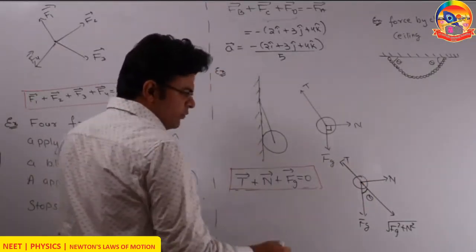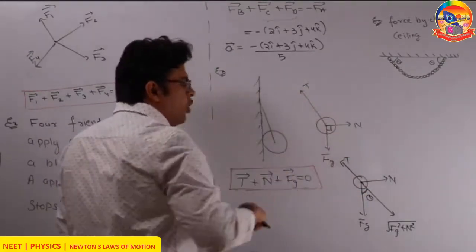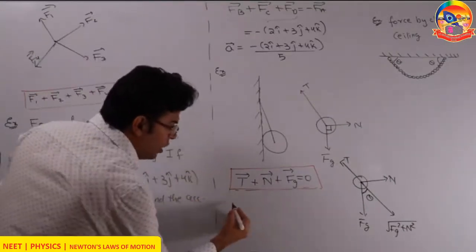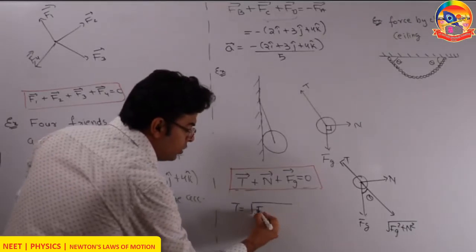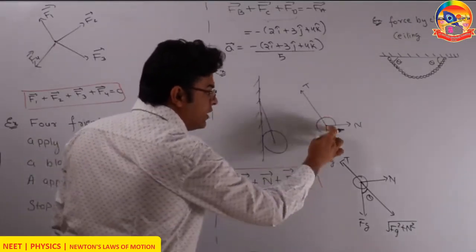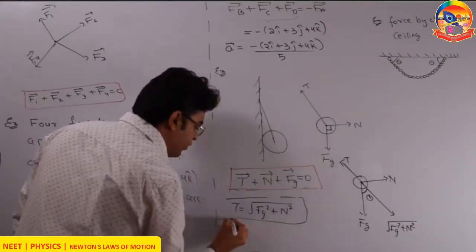So first thing first, you can say that the resultant of normal and gravity has to be equal and opposite to tension. So the magnitude of tension equals the magnitude of the resultant of normal and gravity. This is the second thing you get.